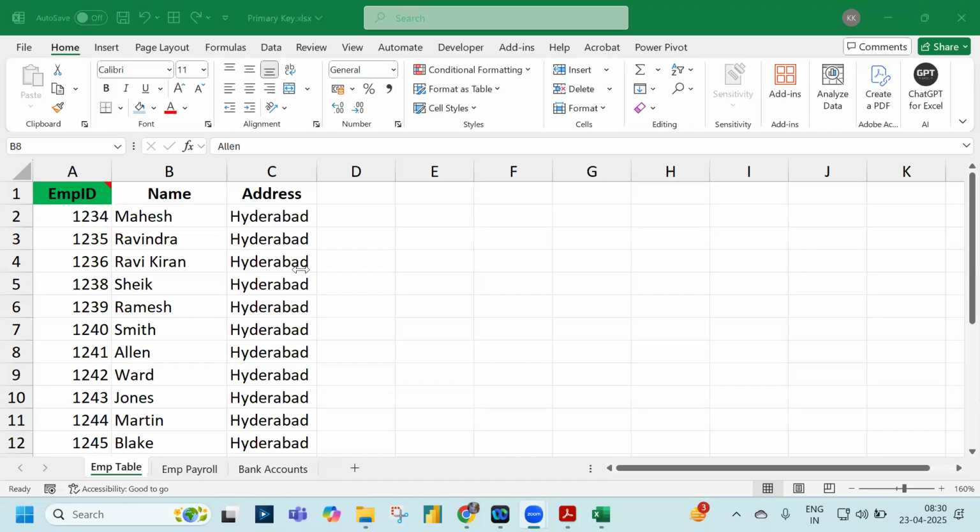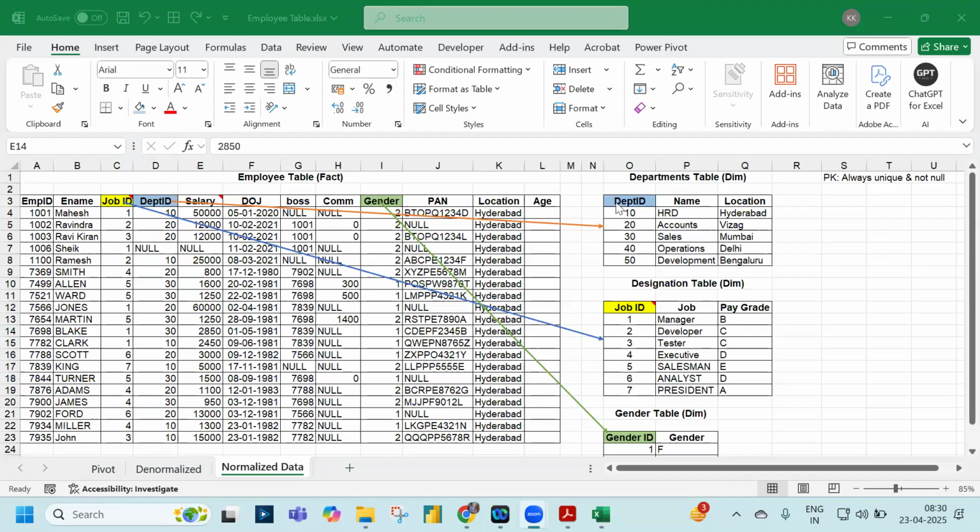It depends on the table, right? I think now you can easily answer these questions. So tell me, department ID in the departments table, which type of key is it? Primary. It's a primary key. Excellent. Designations table job ID is primary. Gender table gender ID is primary. On all these keys in the employee table, they work like foreign keys. Perfect.